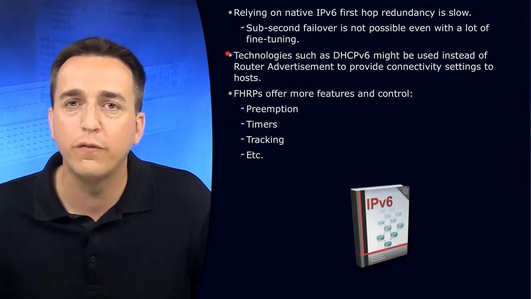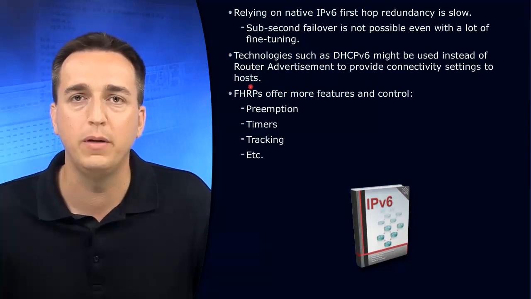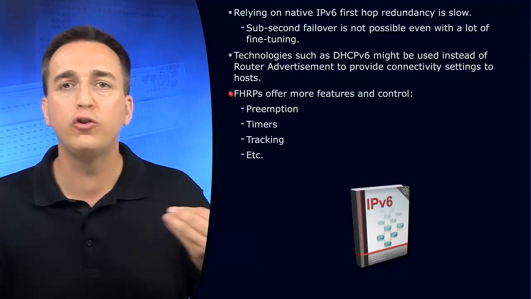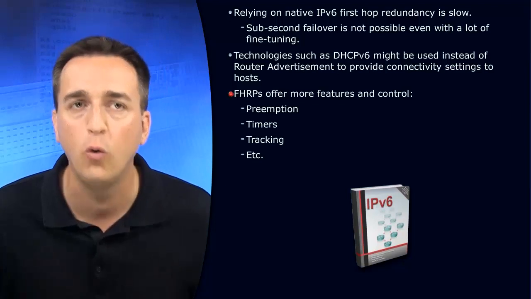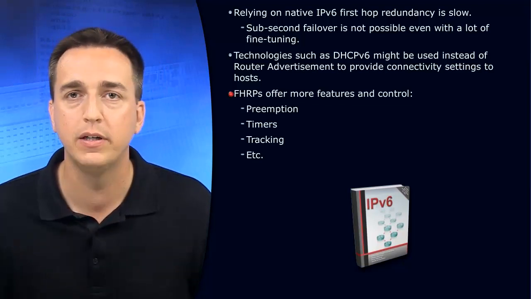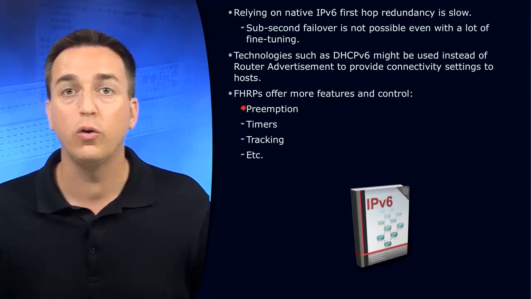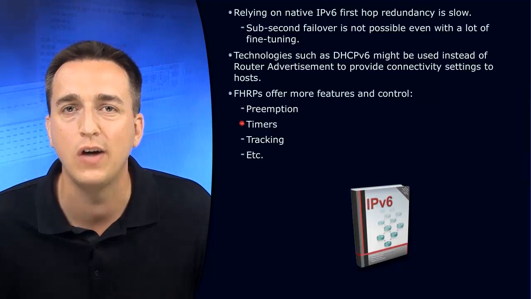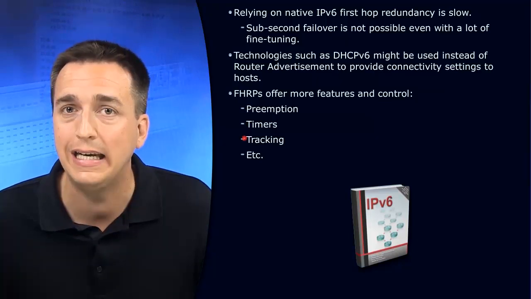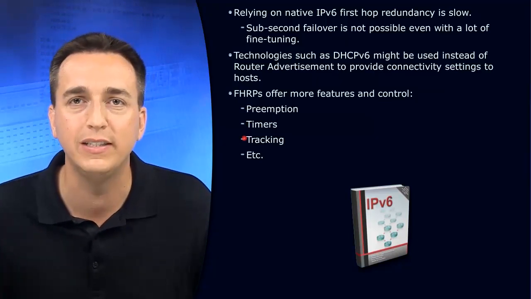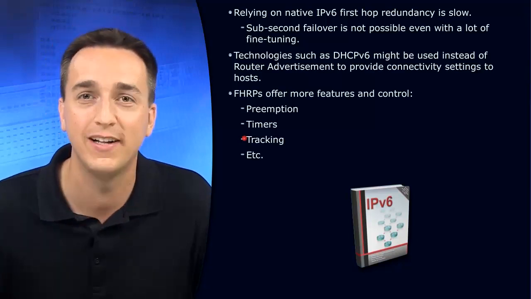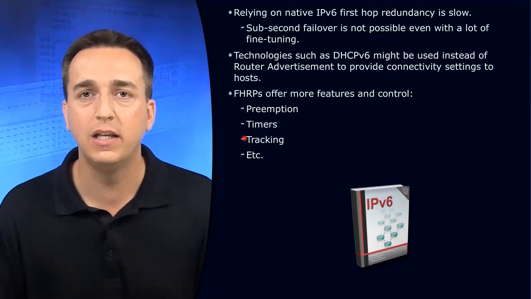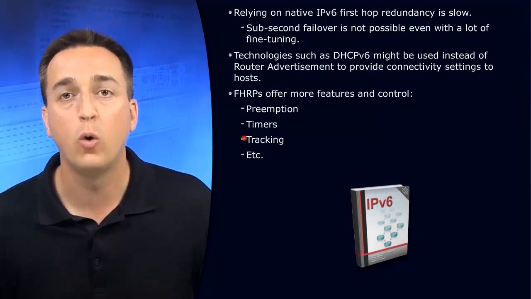So when we use our first hop redundancy protocols such as HSRP and GLBP for IPv6, we have the ability to control who is currently the forwarder. We can preempt. That way we are always in control of who is currently forwarding at that point in time. We can fine-tune the timers. We can set up tracking, which we can't do with the IPv6 first hop built-in redundancy mechanisms. It's just not as robust as using HSRP or GLBP.